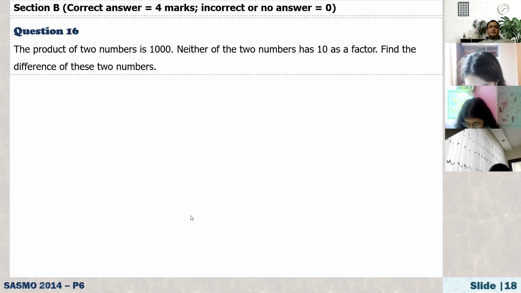Elmira, read the question. The product of two numbers is 1000. Neither of the two numbers has 10 as a factor. Find the difference of these two numbers. Okay. Very easy question, girls. You have 1.5 minutes.